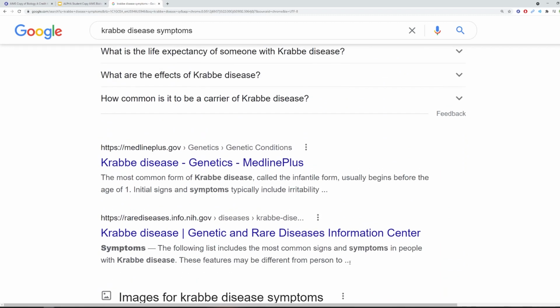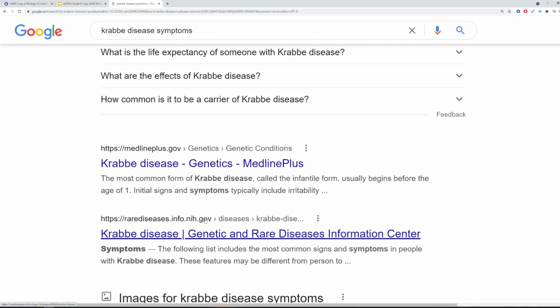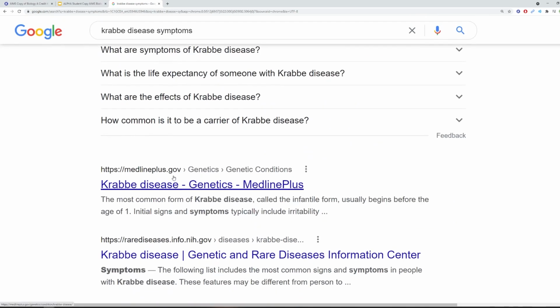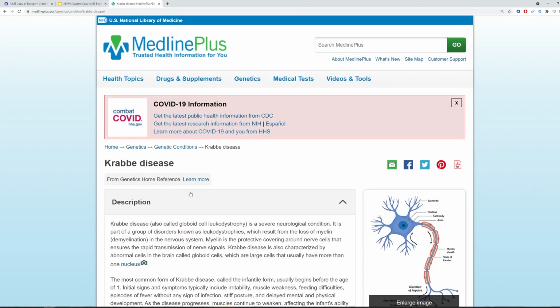Reputable, or repute, means it has some trustworthiness to it. Normally the .govs and the .orgs are fairly trustworthy. The .coms are hit or miss. So if we take a look here, I have one that's a .gov. Let's see what this one says about Krabbe disease.